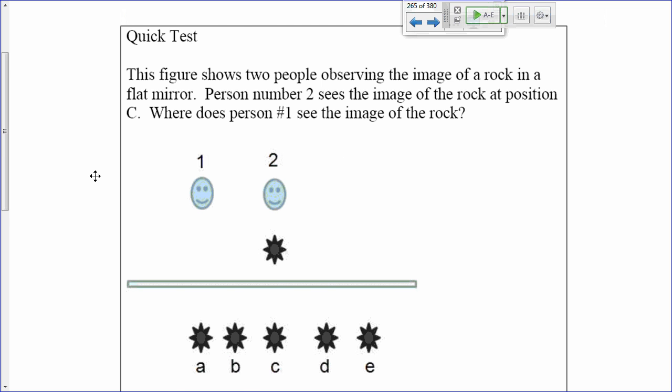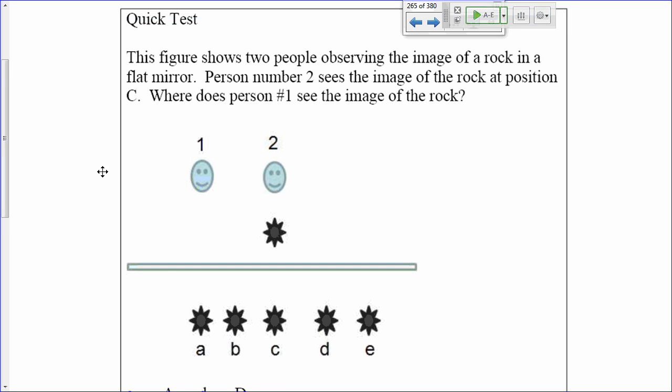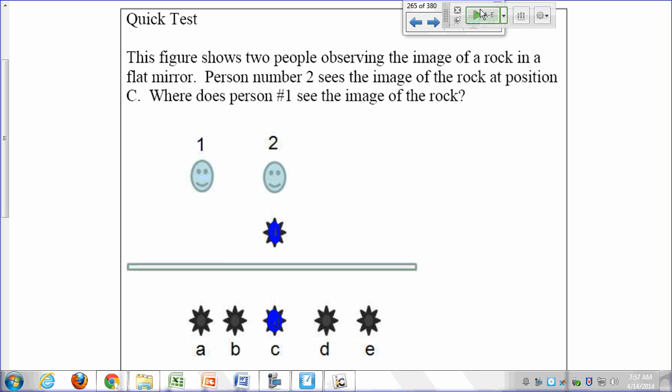All right, so let's try this quick test. I have two people that are observing a rock in a flat mirror, and it says that person number 2, this is my object, person number 2 sees the rock at position C. Where does person 1 see the image of the rock? If you're uncertain, you can try tracing out the rays that person 1 will see. Where does person 1 see the image of the rock?